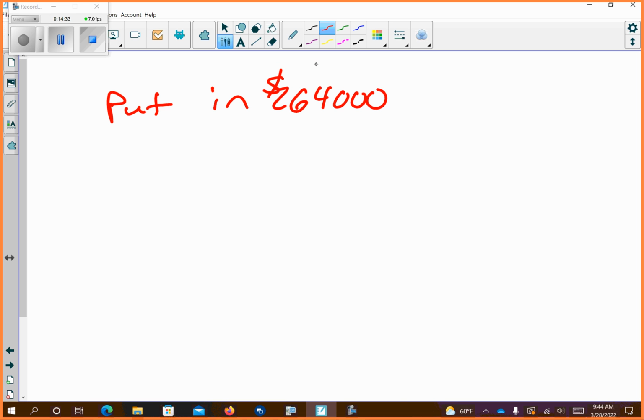And I didn't put it in all at once. I gradually increased it over decades. Okay? So that's how much money out of pocket we went with.